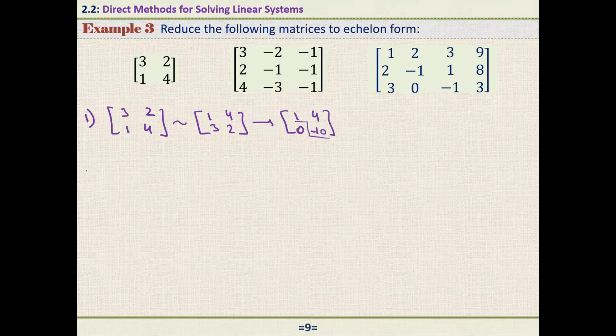And how about the second one? Here we have 3, -2. Let me just write the matrix first. Let me just write everything here. 3, -2, and -1, and 2, -1, -1, and 4, -3, -1.